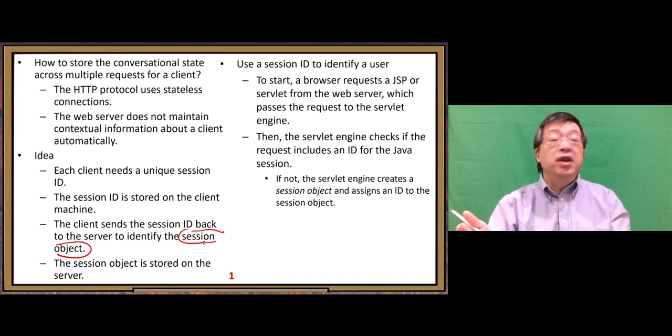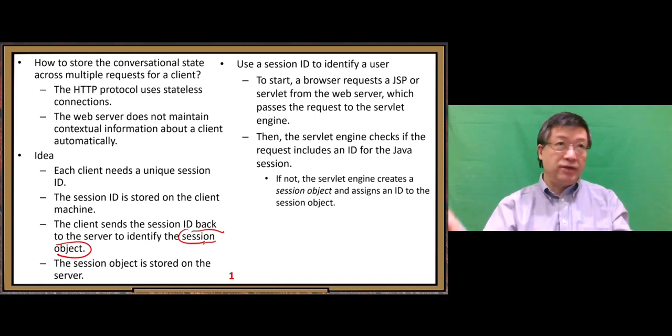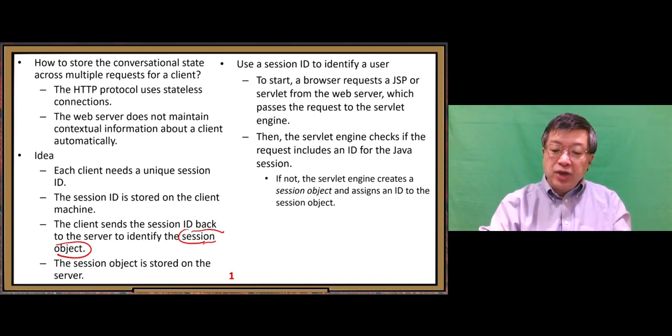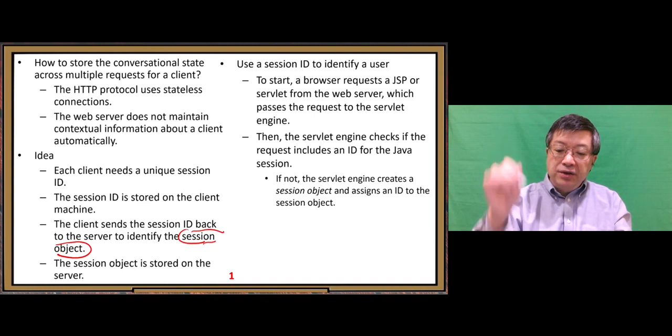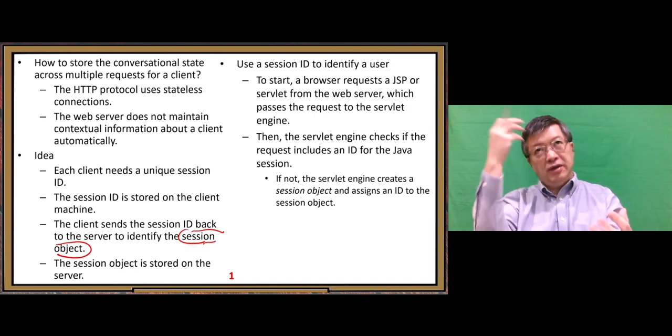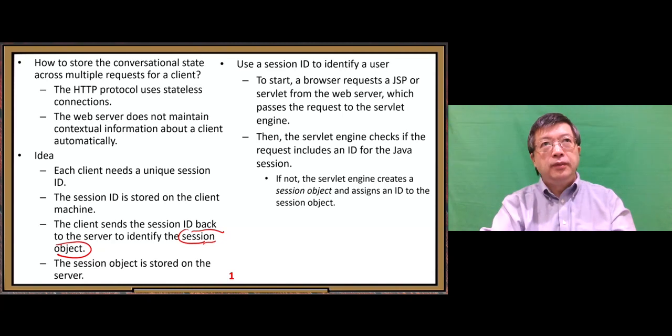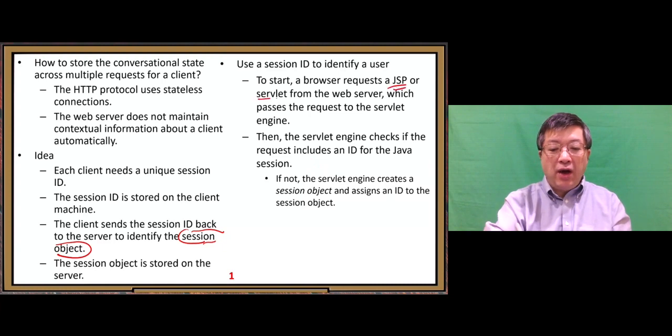Because at the beginning, the first time it sent that request, there is no session object, so you cannot find that session ID. So if not, the servlet engine creates a session object and assigns an ID to that session object. So the first time it will create a new session object, with an ID, and send it back. But the first time, remember, this JSP or that servlet needs to request it.